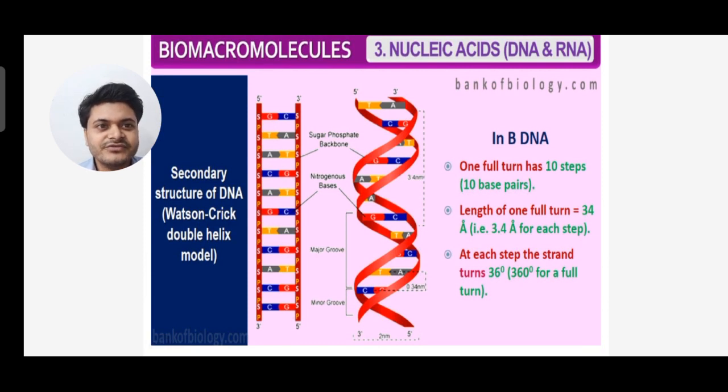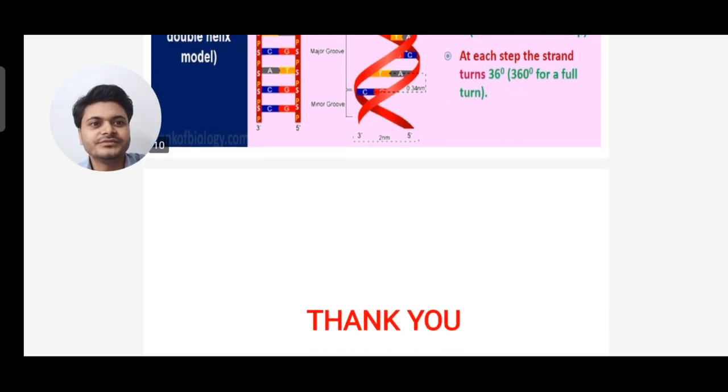Next, in case of B form of DNA, I have said there are different forms of DNA: A, B, C, D, Z. Alright, so in B form of DNA given by Watson-Crick model, one full turn has 10 steps, that means 10 base pairs in it. So length of one full turn is 34 Angstrom, that is 3.4 Angstrom for each step or each nitrogen base. And at each step the strand turns 36 degrees, that means 360 degrees for a full turn. This is all about the B form of DNA.